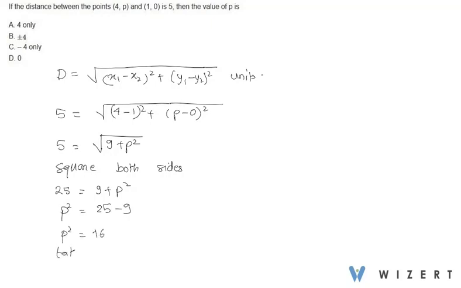Now in order to find the value of p, we'll need to take the square root on both sides. So we get p equal to plus or minus 4, because a coordinate can have both values, positive and negative as well. So let's see, the answer is option B.